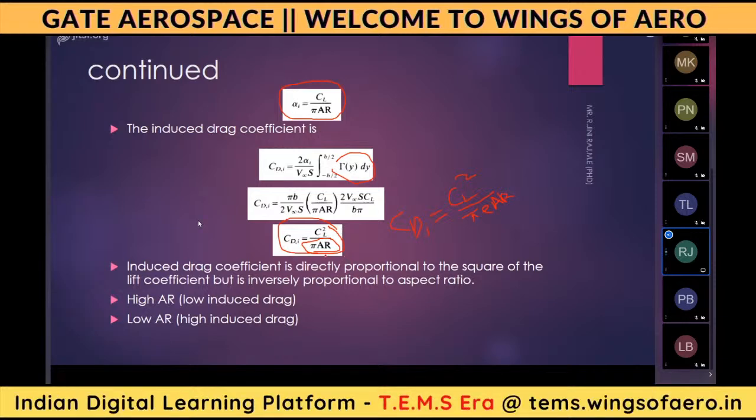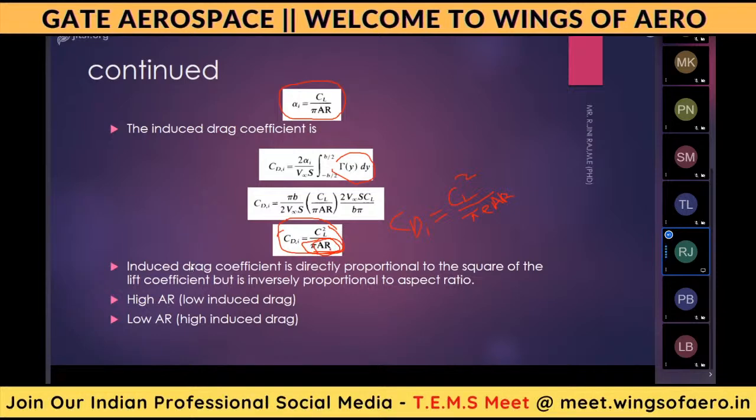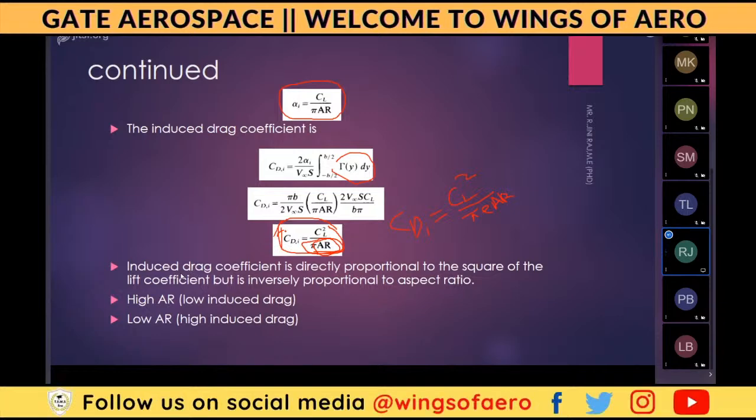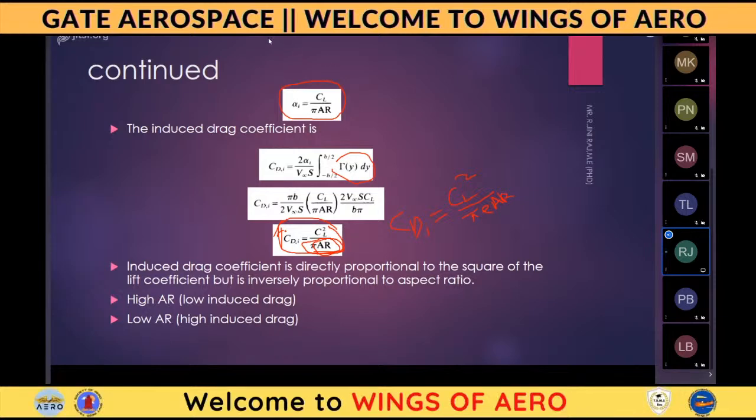So suppose the aspect ratio is high, what will happen to the induced drag coefficient? Automatically CD will decrease, sir. Decreasing. So if the aspect ratio is less, the CD will be increasing. So that's why we are choosing a high aspect ratio wing in order to reduce the induced drag coefficient.